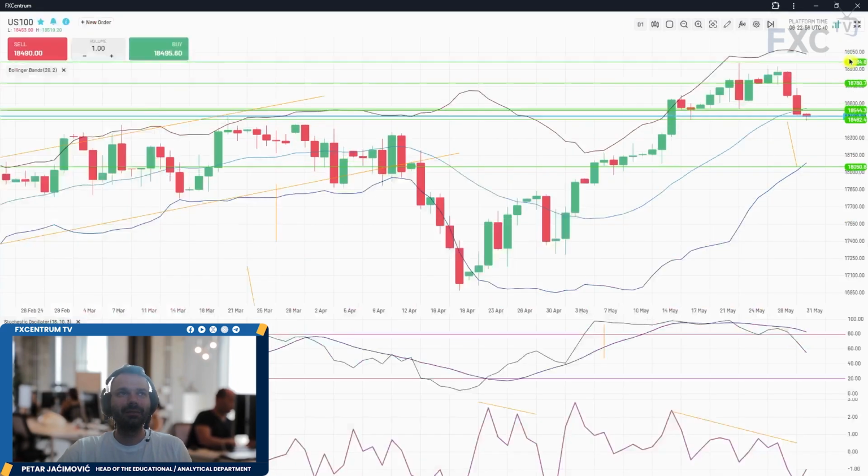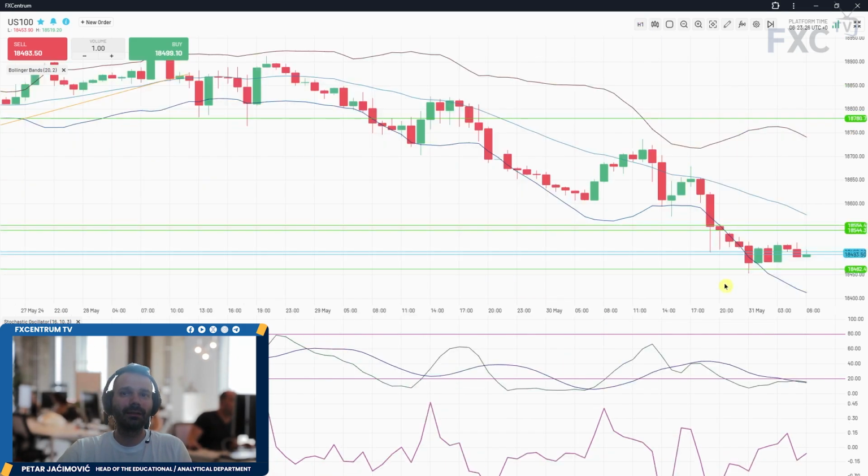On the US 100, as we spoke about, a clear downside is developing at this point. Market didn't have any bigger reaction at the middle Bollinger Band, basically a 20-bar moving average. We closed below. There was a significant divergence in the last 15 days on both the stochastic oscillator and the rate of change, and this is the result. The sell-off is a result of that. Now the recent swing high, which was the previous all-time high around 18,460, is on the test.